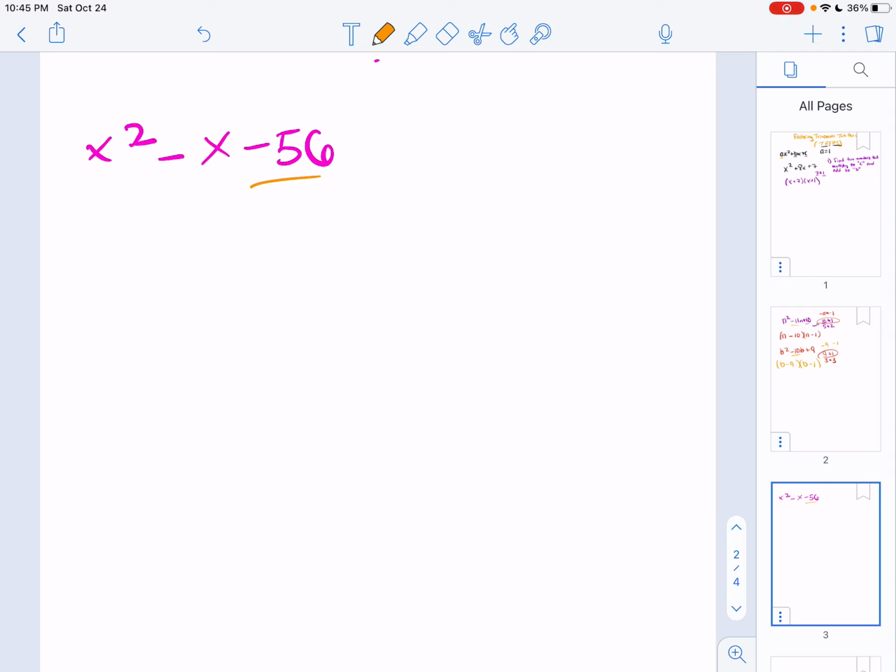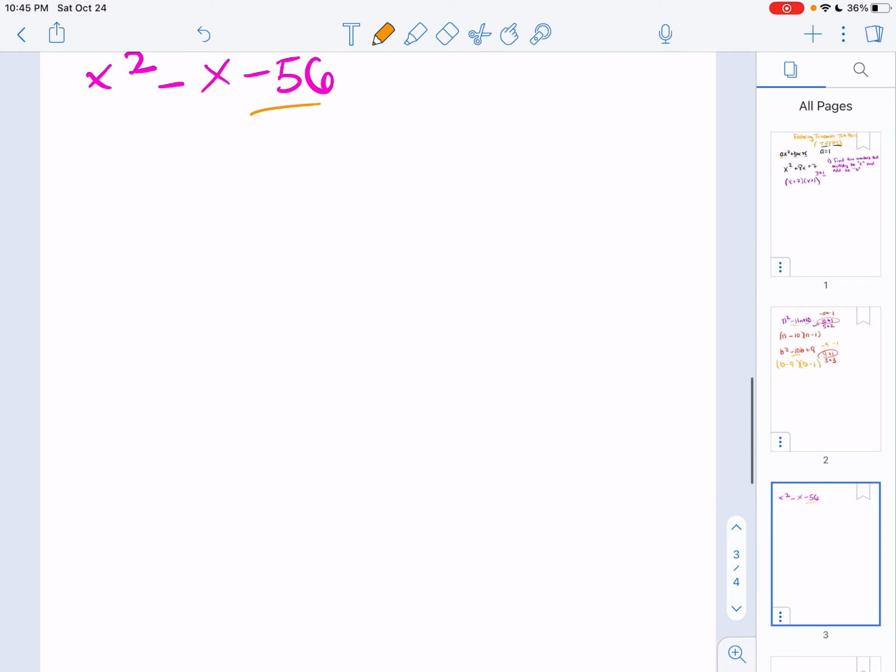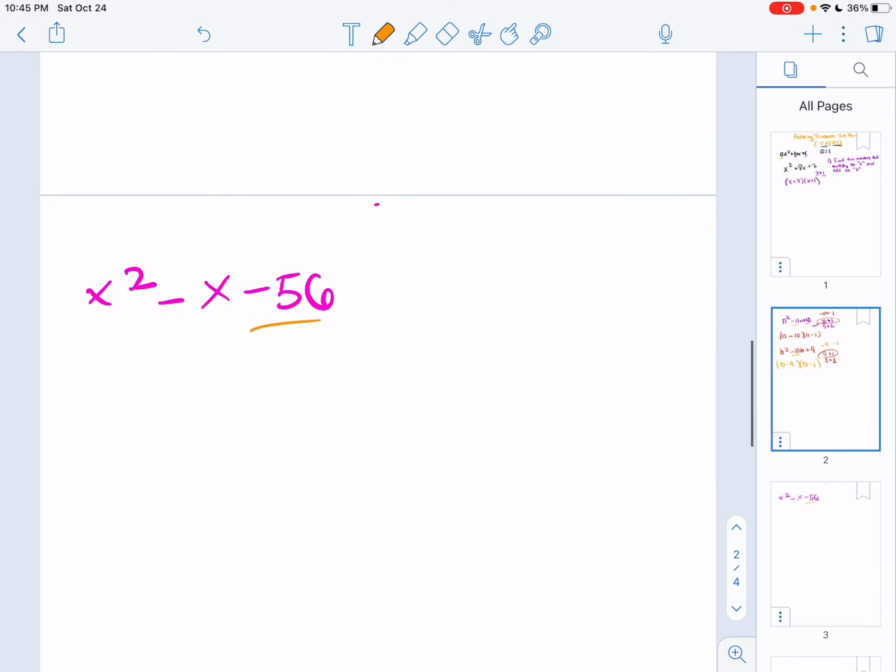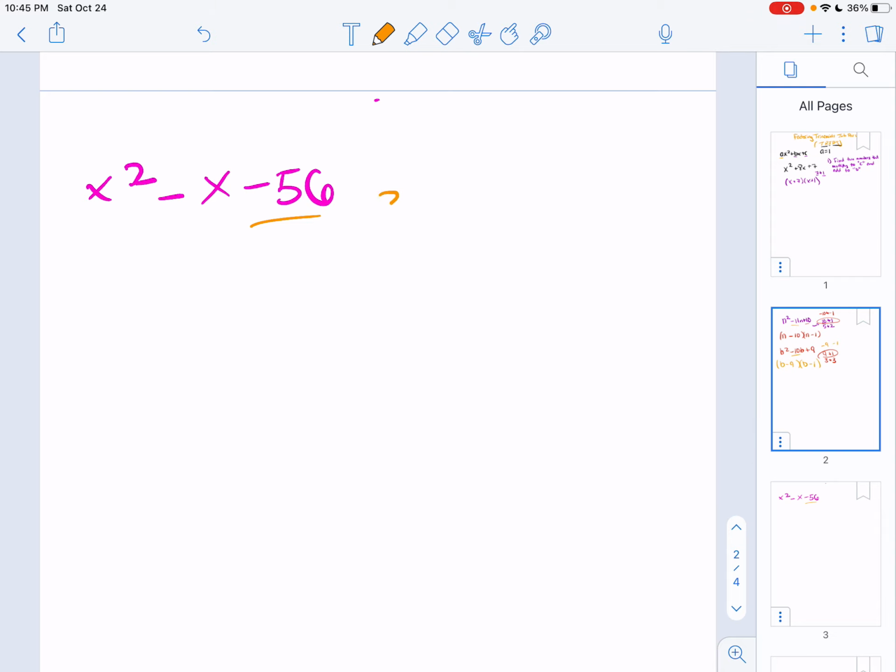Just by looking at it, the factors of 56: we have 8 times 7. That's the first one that I think of, and I'm sure everyone does as well. And actually that one happens to work. So, which one's going to be negative? The 8, because negative 8 times 7 is negative 56, and negative 8 plus 7 is negative 1. So we just write our factors, x minus 8, x plus 7. And that's really all it is.